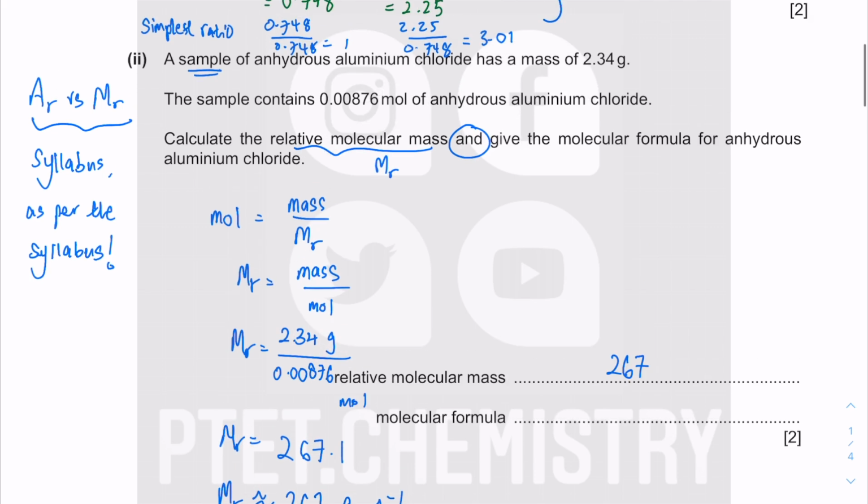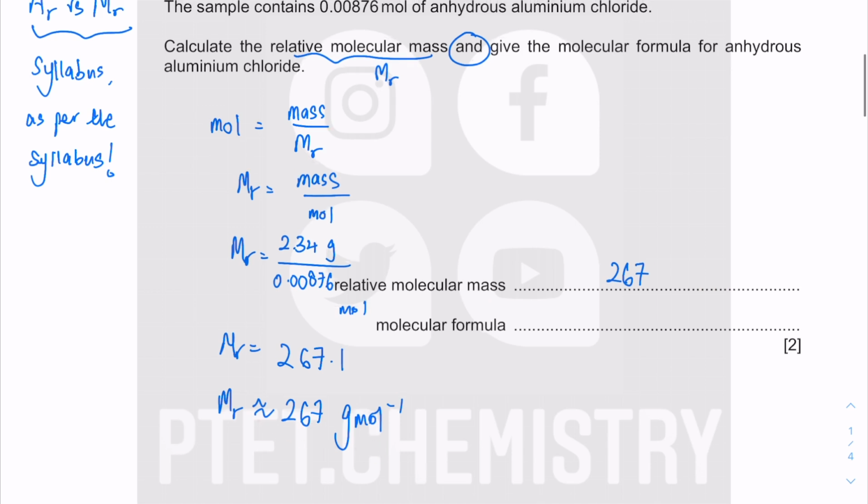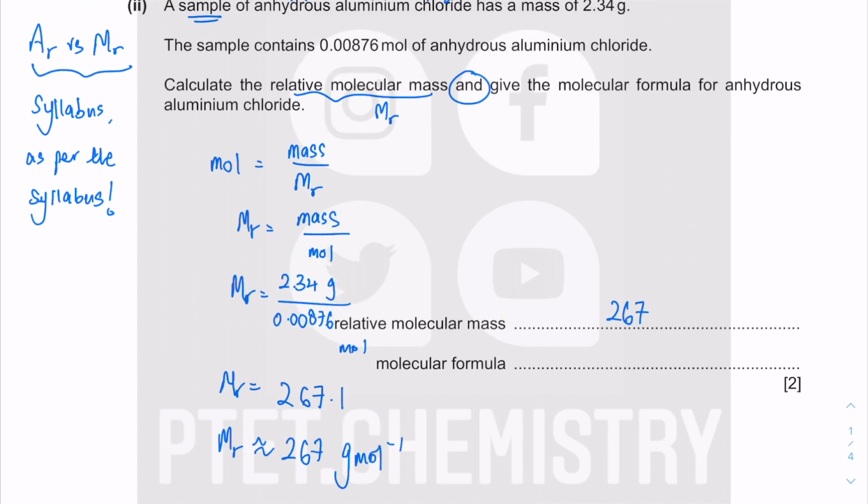I'm pretty sure they won't penalize you for forgetting the units, but you should know the unit of relative molecular mass by right. Without the relative, the molecular mass is gram per mole, but relative molecular mass is a ratio of masses. That's why relative mass does not have a unit, but this is molecular mass. Usually we think of it as mR having a unit of gram per mole.